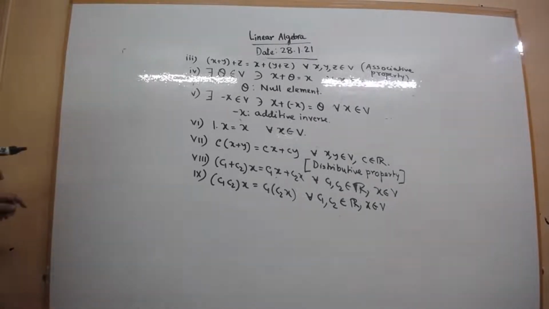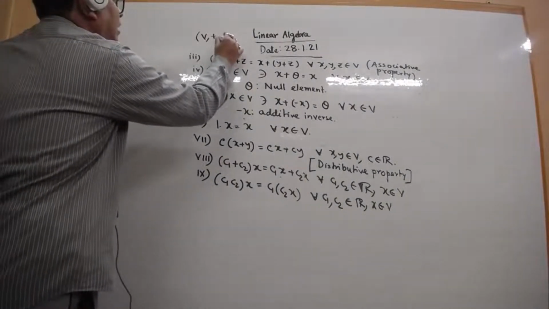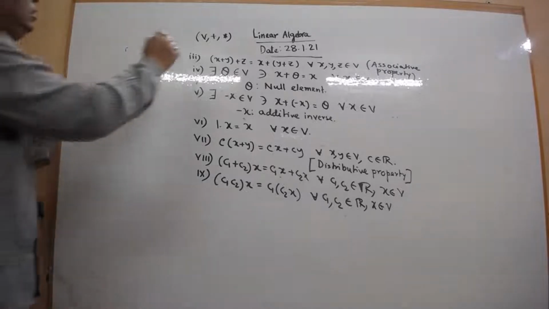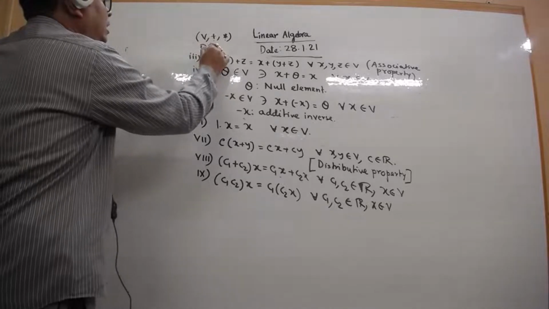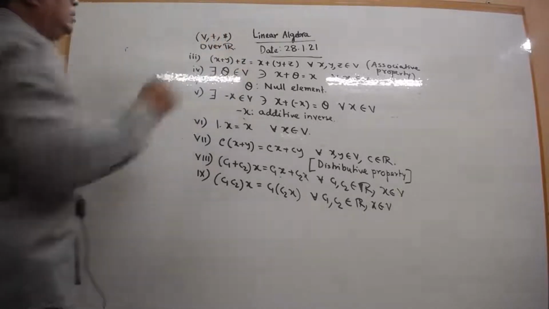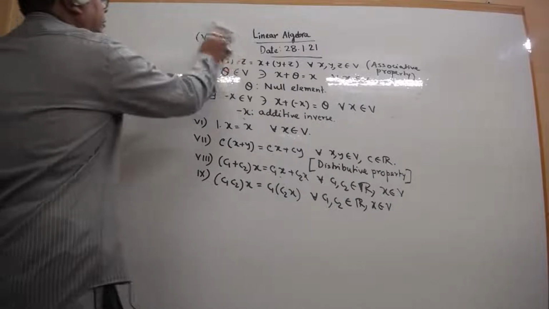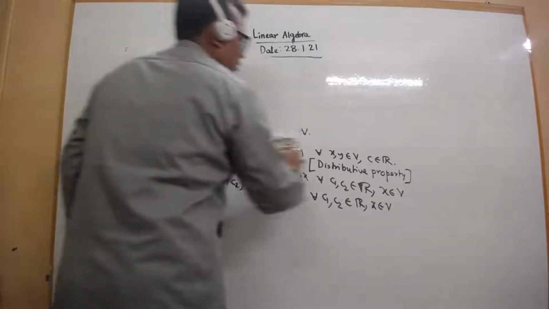So if V with plus and star satisfies all these axioms, then you call V with plus and star a vector space over R. So I consider some examples to illustrate these axioms.